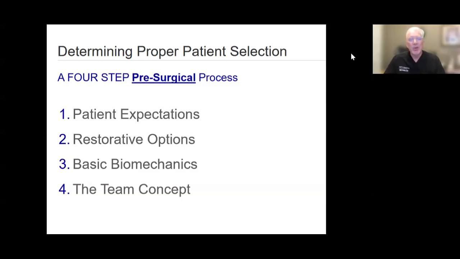And we created a four-step pre-surgical process, and pre-surgical is the key word here, for really helping you with the patient selection. And so it's four steps. Step one is the patient's expectation. Step two is the restorative options. Once you know what the expectations are, what are you going to fabricate to meet that expectation? And then the third is going to be biomechanics. How do you design that restoration to meet the patient's expectation? And then the fourth is going to be the team concept.